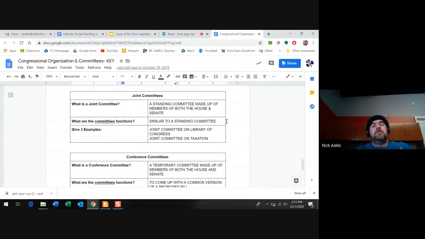Joint committees. Joint committees are a standing committee, so they're there permanently, unlike the select committees. They're there permanently, and they have members of both the House and the Senate in them. So we have a standing committee, for example, on taxation. A joint committee, I should say, on taxation, where you have members from both the House and the Senate working on tax legislation. We have a joint committee on the Library of Congress, so they handle the various documents that get put away in the Library of Congress.